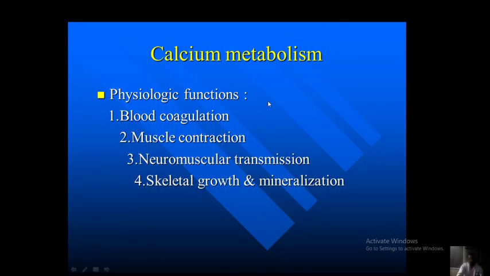So what is the physiological function? I will give a little hint of the physiological function of calcium metabolism. The first thing is blood coagulation. Muscle contraction, already studied, helps in actin and myosin; it requires calcium. There are calmodulin receptors that it attaches to, required for muscle contraction. Neuromuscular transmission and the exocytosis process also require it, and skeletal growth and mineralization.